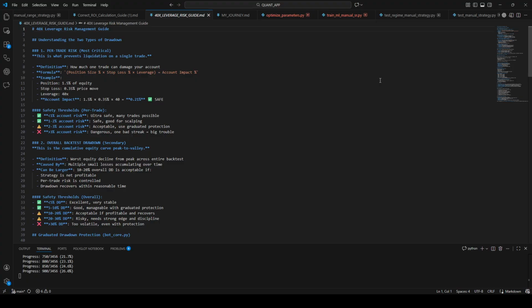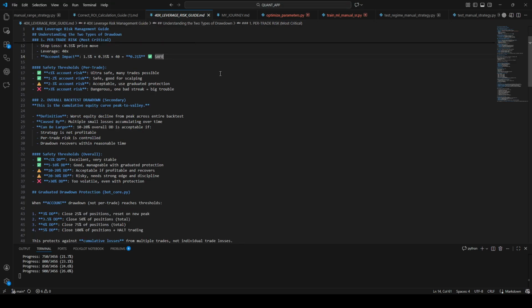Per trade risk, most critical. This is what prevents liquidation on a single trade. Definition: how much one trade can damage your account. Position size percentage times the stop loss percentage times the leverage is the account impact in percentage. Example: 1% of liquidity, stop loss 0.35 price move, leverage 40, so 0.21 would be very safe in this case.